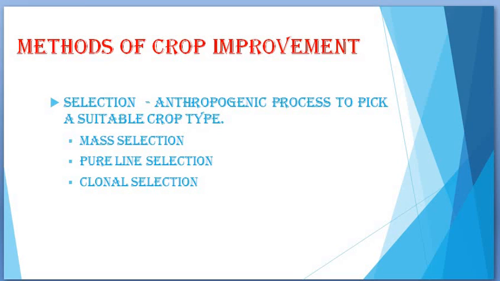In the selection procedure, we are purely depending on an anthropogenic process, that is, manually we are going to select a crop, because basically we are selecting only on the basis of the phenotype of the crop. For example, if we are going to select the wheat crop for crop improvement, the one we select will be showing the maximum amount of seed producing variety, right?